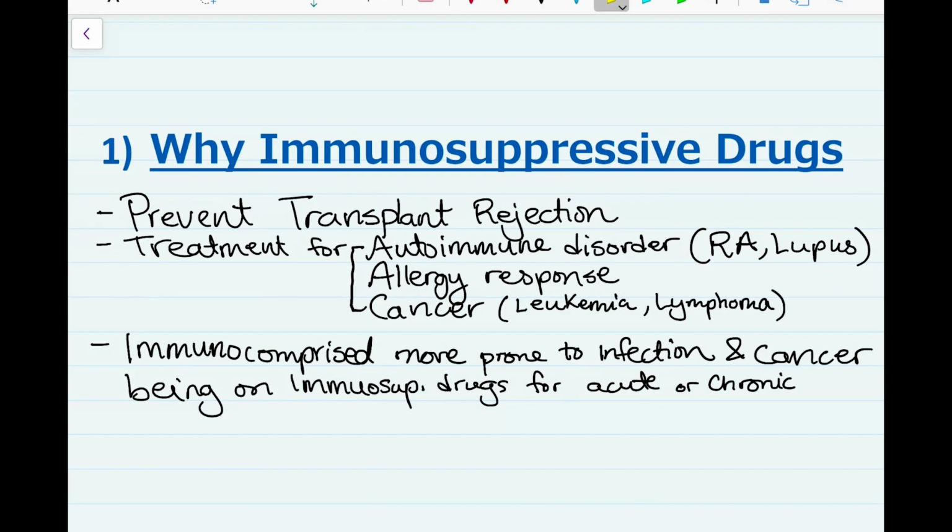They're mainly used to prevent transplant rejection, and for treatment of autoimmune disorders, acute or chronic allergy, and cancer. But the thing with the immunocompromised patient is that they're more prone to infection and cancer. If someone is on an immunosuppressive drug, their side effects are being more prone to infection, cancer, lymphoma, and such.